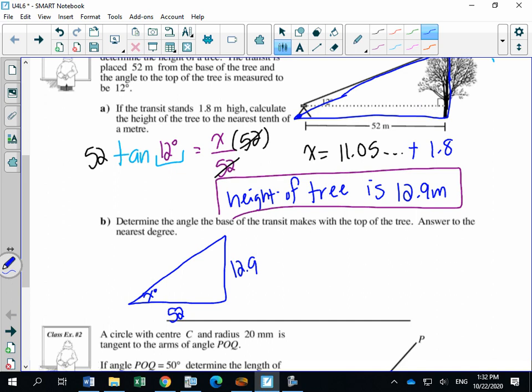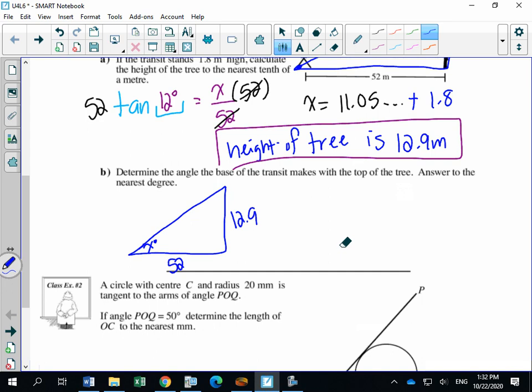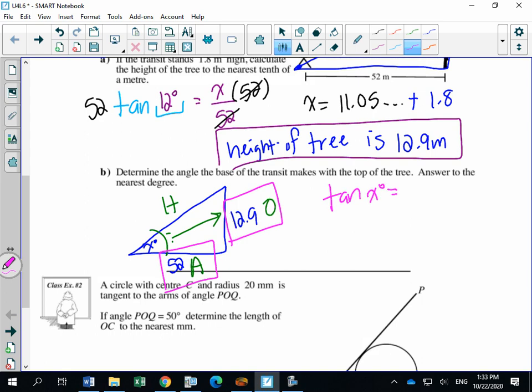So again, for something like this, you're only going to get this right basically if you got this part right. Okay, so they want x based on 12.9. Opposite, hypotenuse, and adjacent. We're finding an angle, so I need to box in two sides, and I always box in two given sides. Cohen, what trig ratio do you want me to use? Tan again. Tan of angle x is equal to O over A, which is 12.9 over 52.